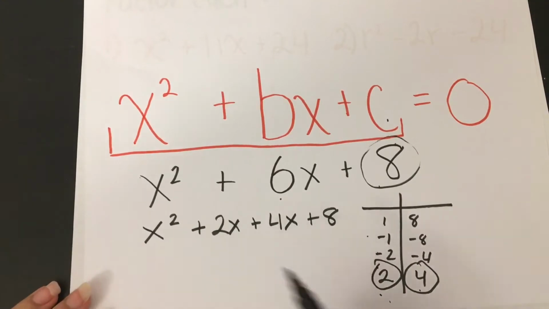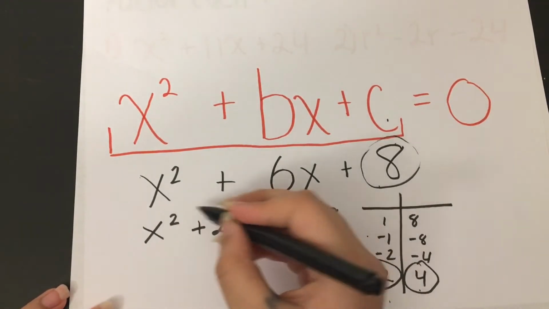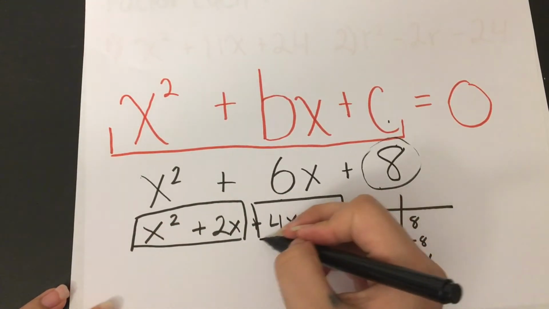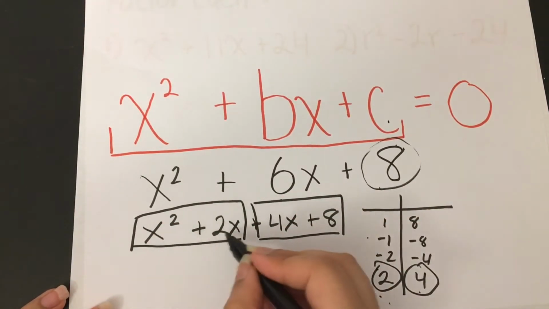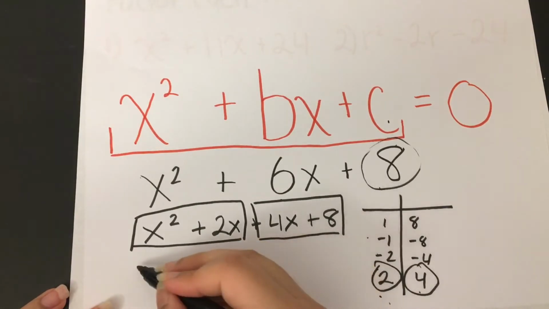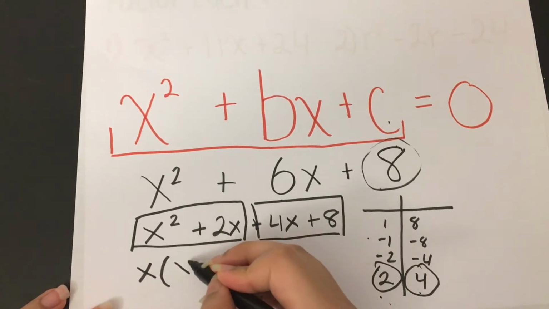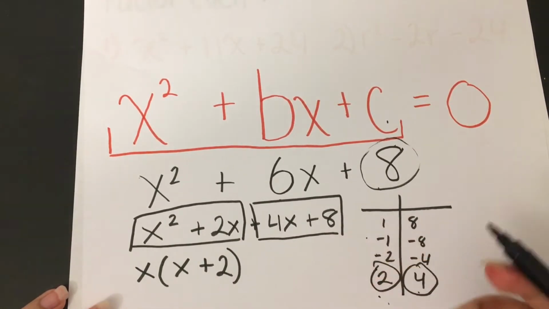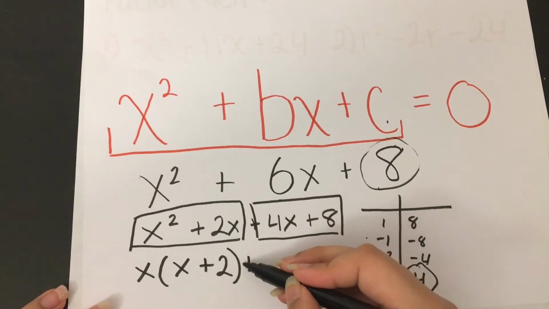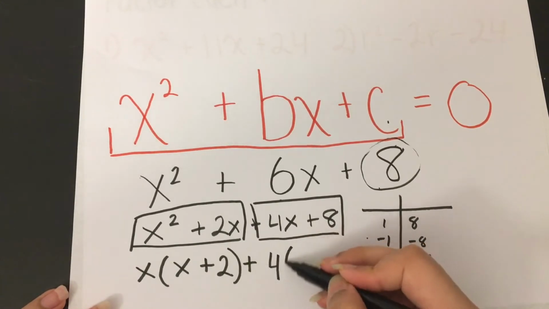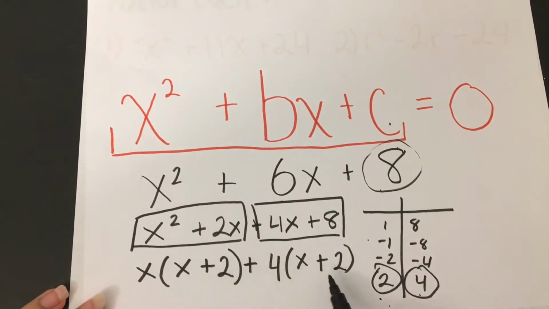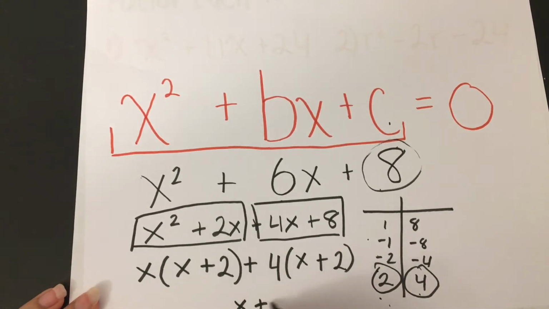Now, we're going to factor. Here and here, what do you notice? There's a common GCF that can be pulled out, which is x. And if we take that out, we're left with x plus 2. Now, for 4x plus 8, we can pull out a 4, so we put 4 times x plus 2. Notice how the values inside the parentheses are the same, so we're going to take that as one factor, x plus 2.